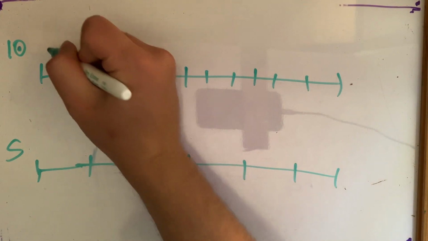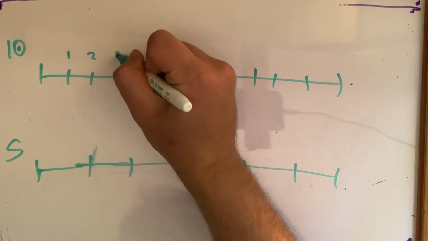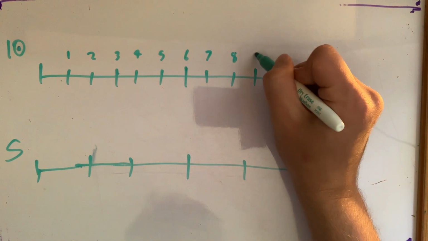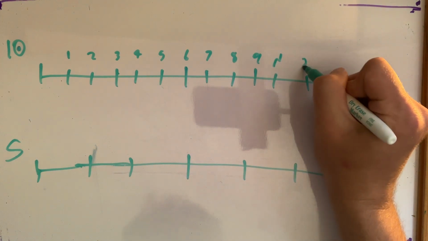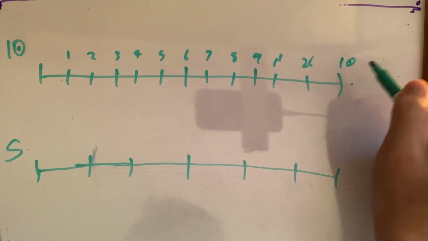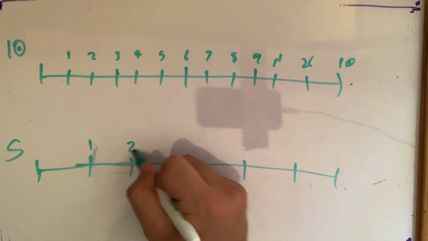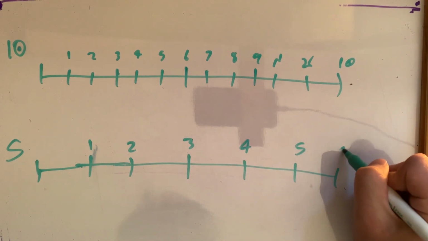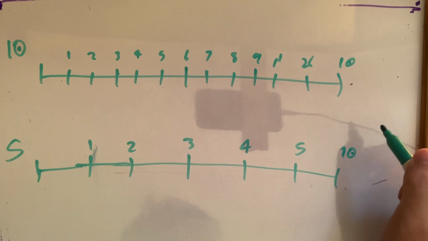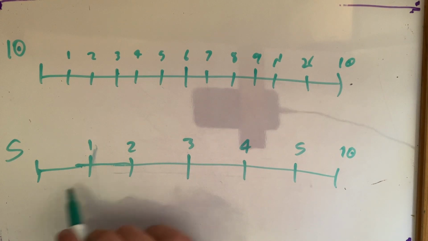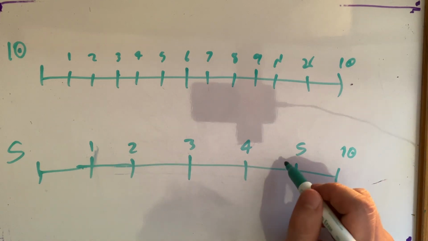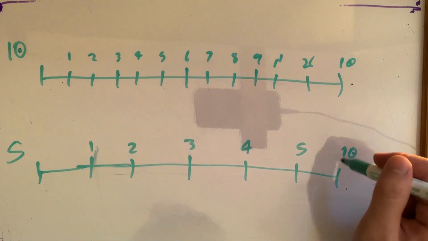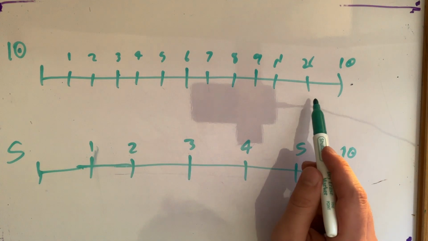So 1, 2, 3, 4, 5, 6, 7, 8, 9, 10, 11, 12. This is 1, 2, 3, 4, 5, 10. Okay? So these are inches, and this is like a base 6 version of inch. We could call it a cinch. There are 6 inches in a foot, 12 inches in a foot.